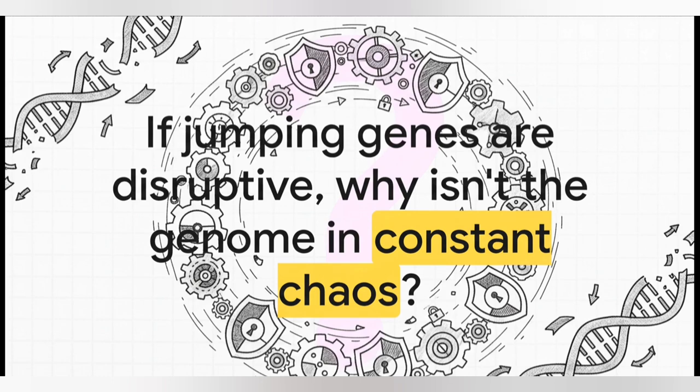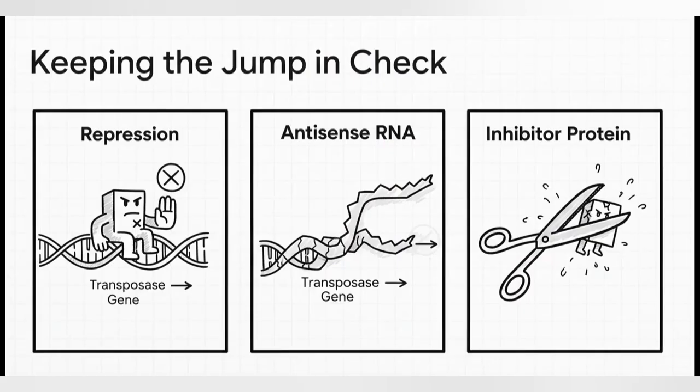Well, the answer is that life has evolved some incredibly clever ways to keep these jumpers on a very tight leash. The main strategy is to control that transposase enzyme, the engine of the whole process. And there are a few ways to do it. Some elements, like Tn3, actually make a protein that physically sits on the DNA and blocks the transposase gene from being read. Others, like Tn10, use this amazing trick with something called antisense RNA.